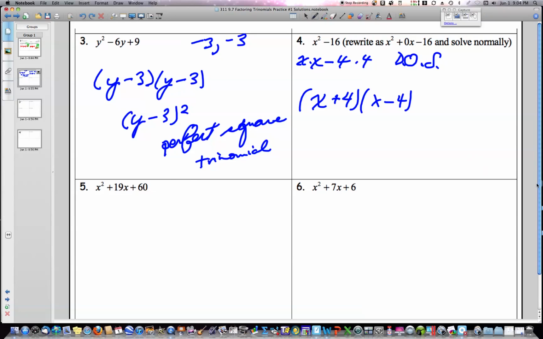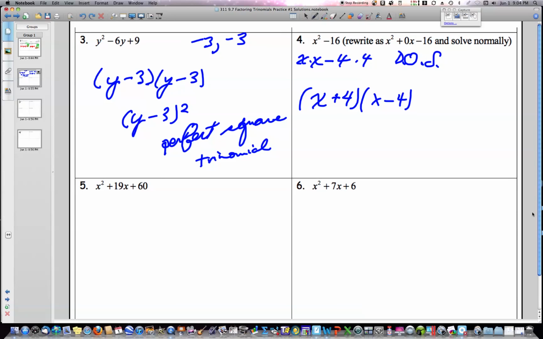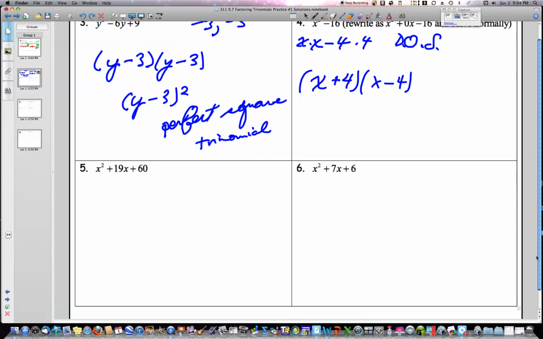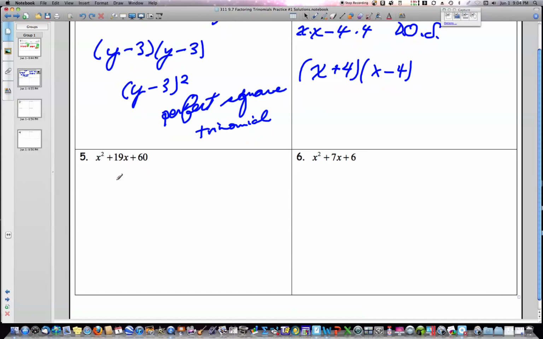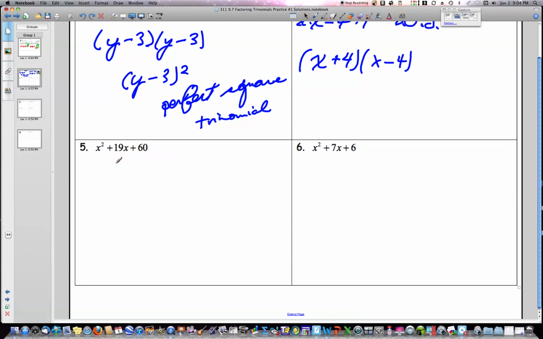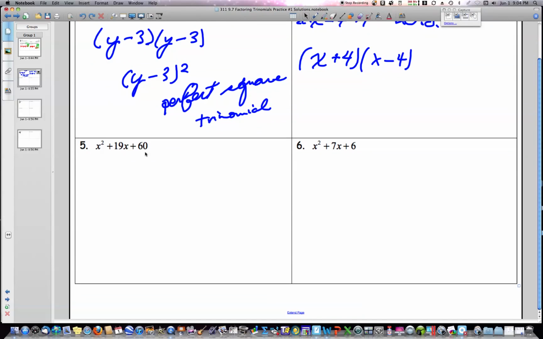So that worked fine. Let's move down here now to the next two. And these are more conventional. I've done these before, so I'm pretty quick with these. You can think about why these work later yourself if you don't quite see it immediately. But we need factors of 60 that add up to 19. And 4 times 15 is 60, and 4 plus 15 is 19.